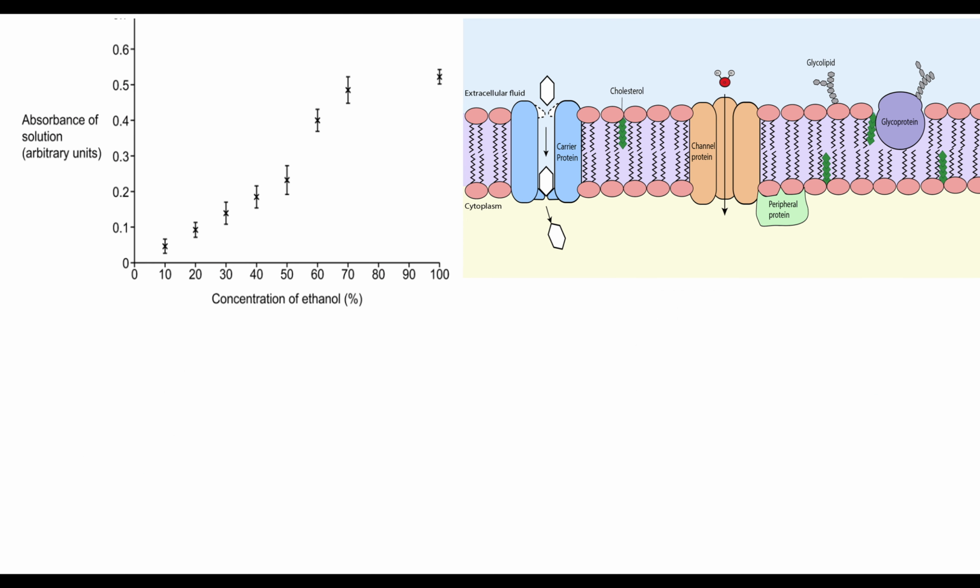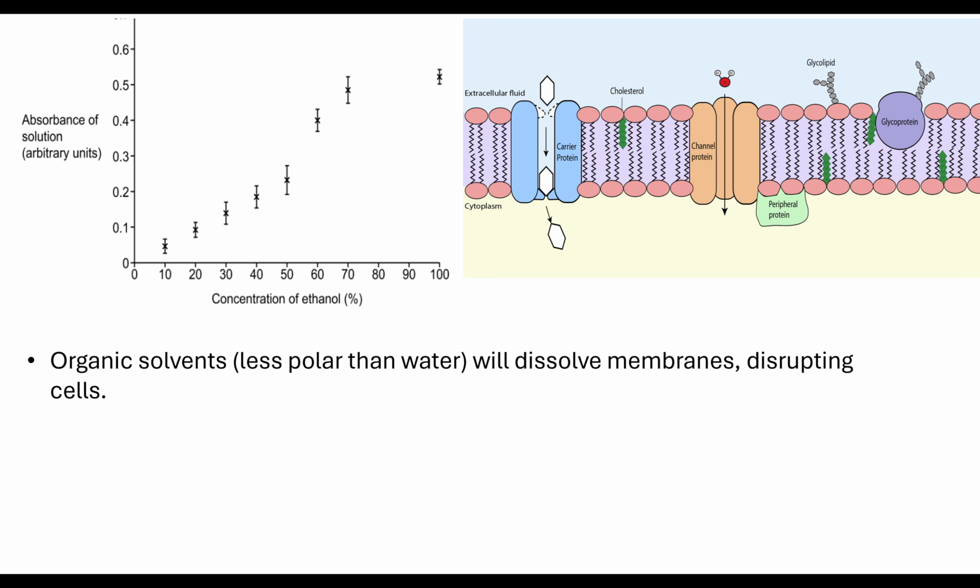And the other one you need to know about is to do with the solvents. So organic solvents are less polar than water. Because they're less polar than water, what that means is they will be able to dissolve membranes because they can disrupt the cells by slotting in to the phospholipid bilayer.